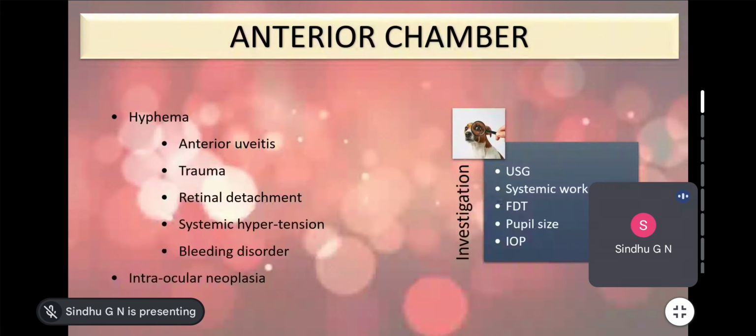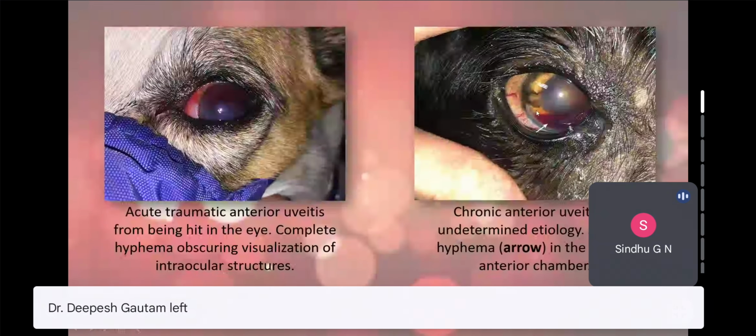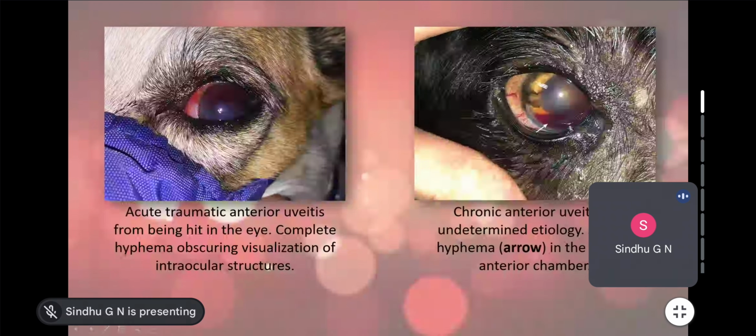We cannot see any of the structures. But here it is a chronic uveitis with a settled hyphema. Blood has settled in the downside, so we are able to see at least the iris and some of the intraocular structures.